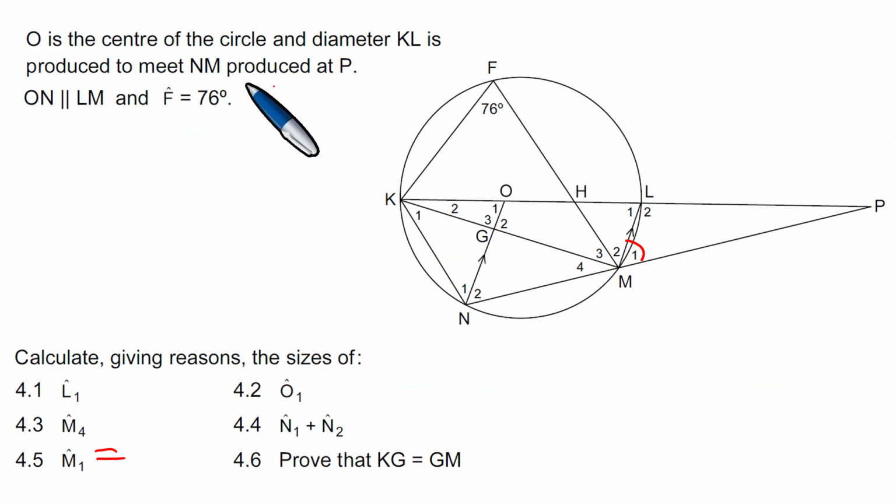Remember that NM is produced to meet at P. So this NM was produced here. In other words, this one is a straight line. And also this is the diameter, KL is produced, so this diameter is produced. The examiner uses the word produced to mean that these are straight lines, because there are a couple of angles here like L1, L2. It might look as if this one is not straight, but the examiner gives me the guarantee that these are produced and therefore they are straight lines.